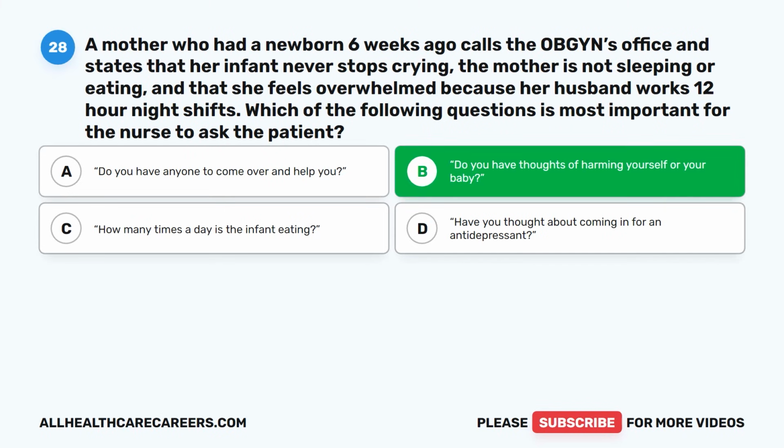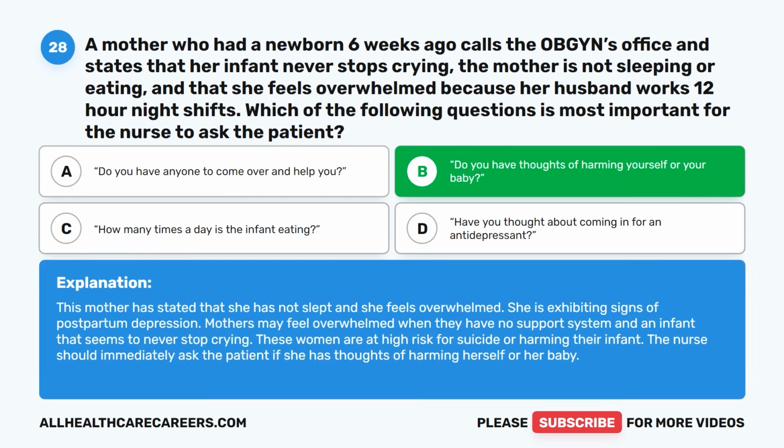The correct answer is B. Do you have thoughts of harming yourself or your baby? This mother has stated that she has not slept and she feels overwhelmed. She is exhibiting signs of postpartum depression. Mothers may feel overwhelmed when they have no support system and an infant that seems to never stop crying. These women are at high risk for suicide or harming their infant. The nurse should immediately ask the patient if she has thoughts of harming herself or her baby.